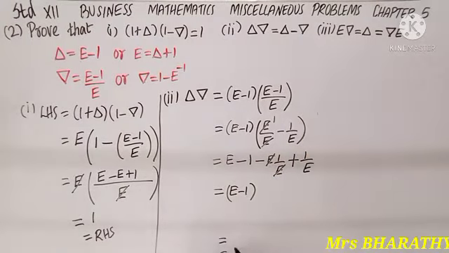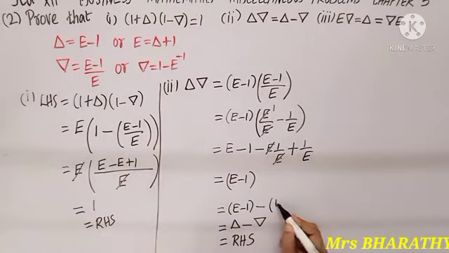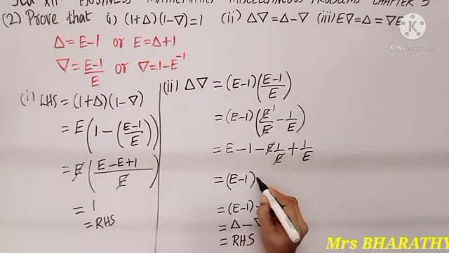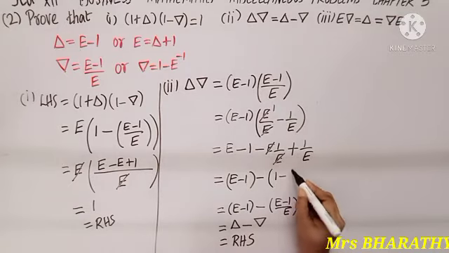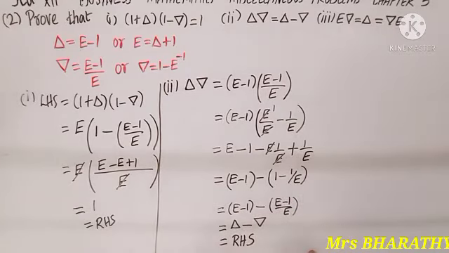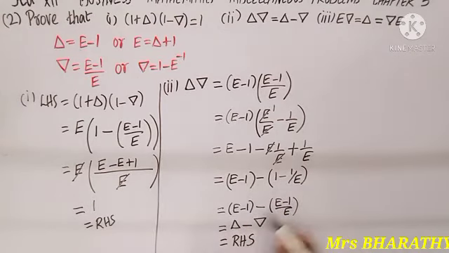Look at the final answer. I want RHS to be delta minus nabla. So let us reverse the steps. What is delta actually? I want E minus 1. What is nabla actually? E minus 1 by E. So to bring this result, let me take the minus symbol out. I am left with 1. Minus symbol from plus is minus 1 by E. The next step, take LCM, E minus 1 by E. I can write this as delta and this as nabla, and that gives me the RHS.